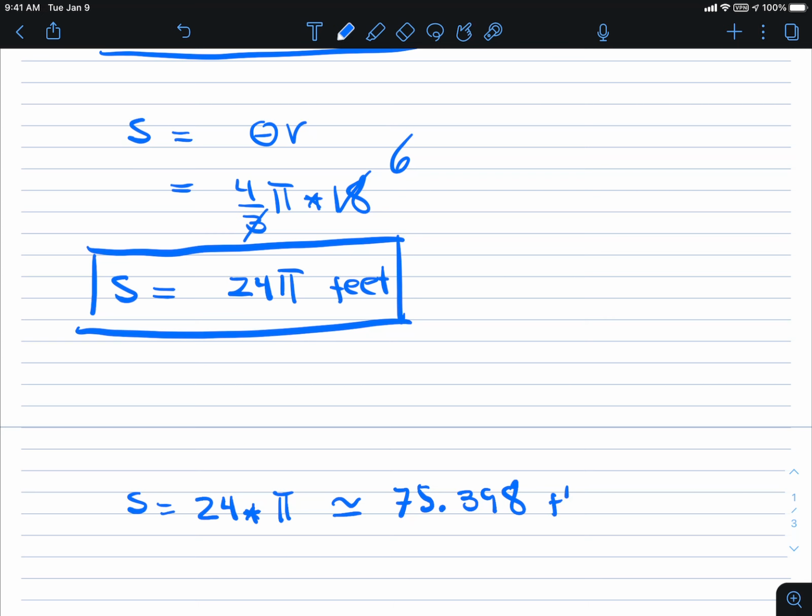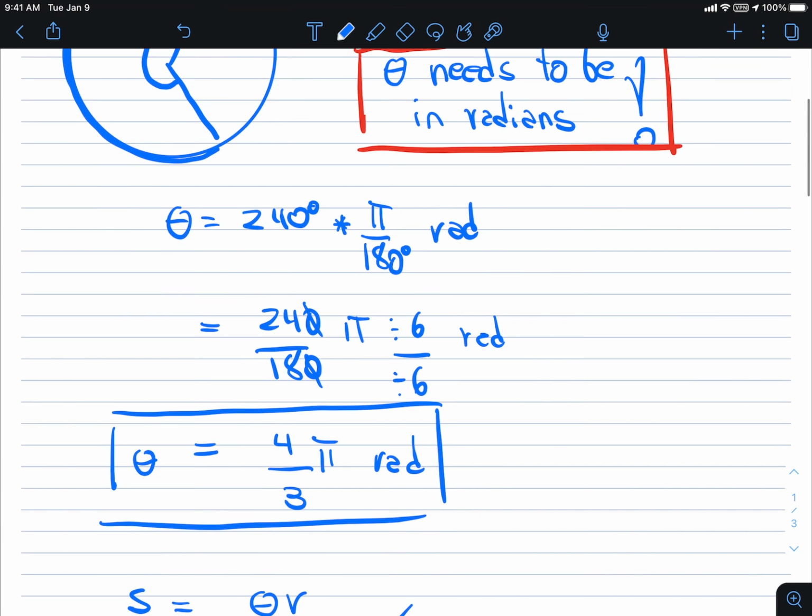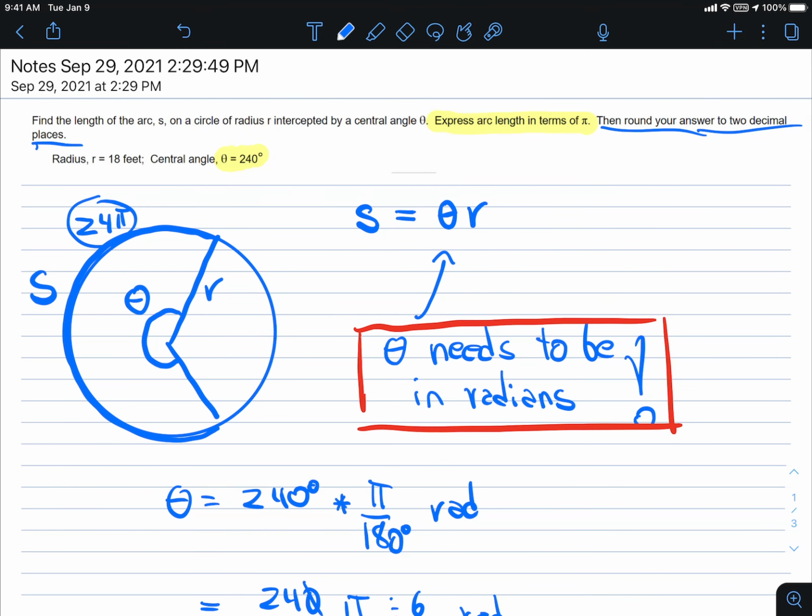75.398 feet. But that's really 75.40 because you want 2 decimal places like the problem asked. So that is the answer for this problem there. That's how you find the arc length of a circle, the arc length intercepted by a central angle theta in a circle of given radius.